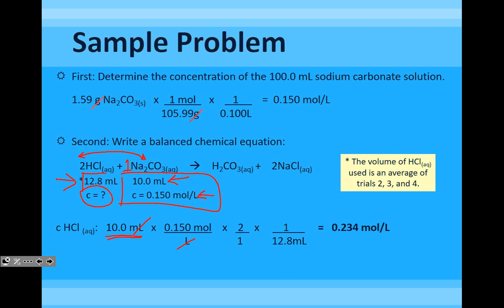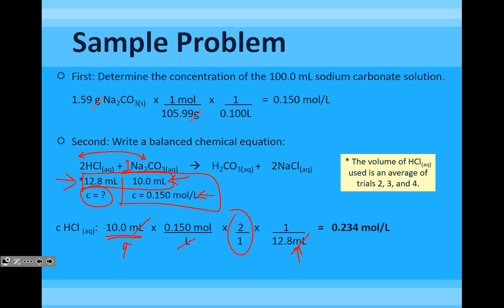Now, here's very, very important. Notice that there's 2 volumes here. And notice they're both in milliliters. If that's the case, leave them if you want. You don't have to convert them to liters in this situation because they'll cancel each other out anyways. Notice how here is my milliliters and here's my milliliters. They're going to cancel anyways. Not a big deal.